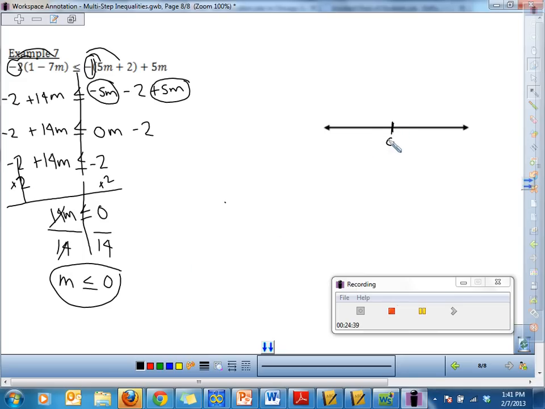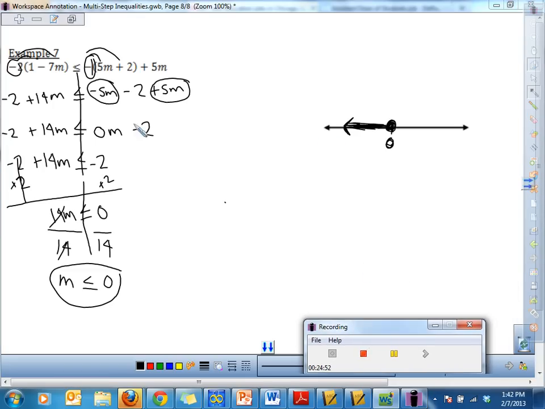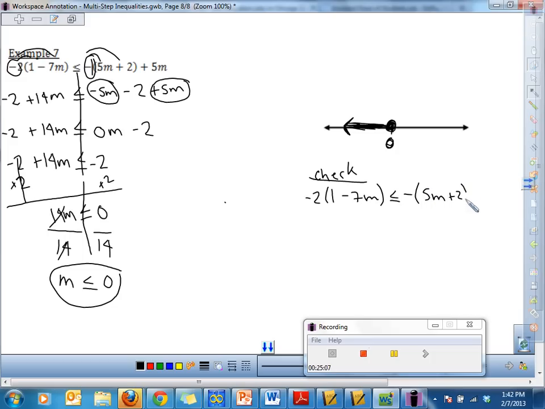I'm going to go ahead and graph this. I need to use a closed dot, the less than or equal to, and I'm going to shade to the left using my Smart Cut. Now let's pick a point that we could test this with. I'm going to rewrite my original inequality for my check. Negative 2, parentheses, 1 minus 7n, less than or equal to negative, parentheses, 5n plus 2, plus 5n.